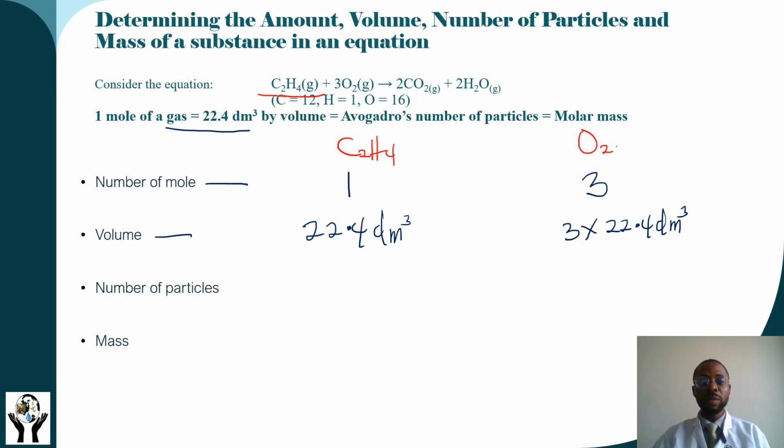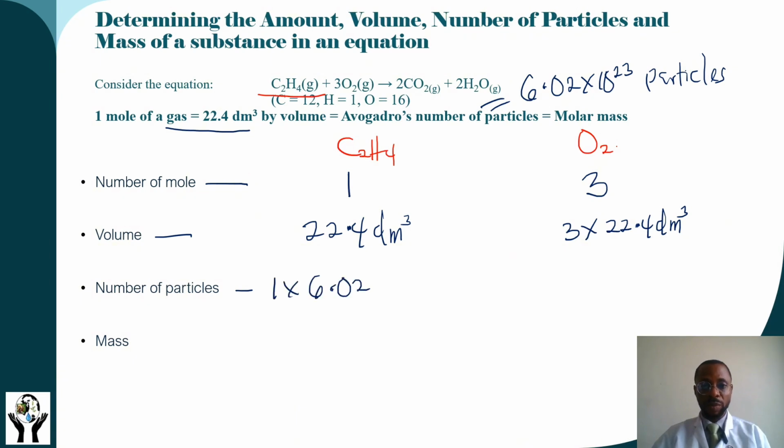Now for the number of particles, 1 mole of a substance, we have Avogadro's number of particles. The Avogadro's constant is given as 6.02 times 10 to the power 23 particles. Sometimes we call it particles, at times we call it molecules or atoms. So to know the number of particles of C2H4 in that equation, since we have 1 mole of that particular gas, the number of particles for that is going to be 1 multiplied by the Avogadro's number. So that will be 1 multiplied by 6.02 times 10 to the power 23 particles. As for the oxygen, since we have 3 moles of oxygen, the number of particles for oxygen will be 3 multiplied by the 6.02 times 10 to the power 23 particles.